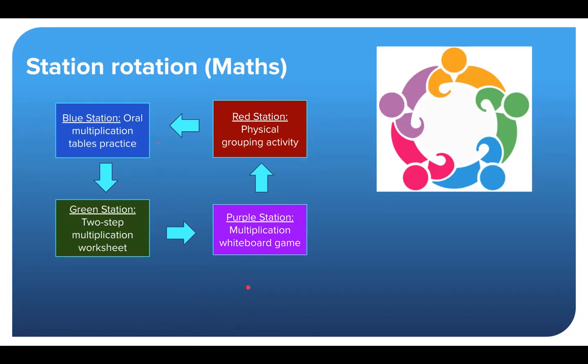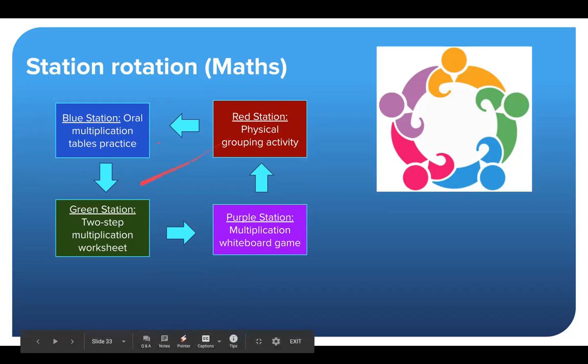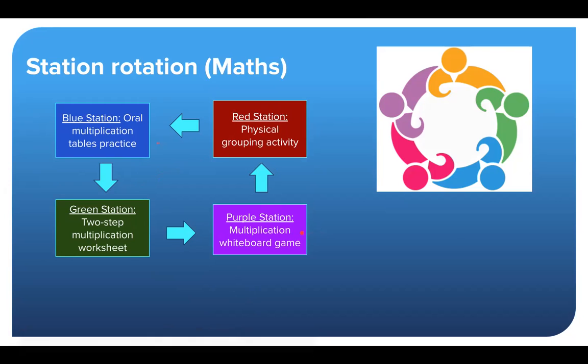So this is an example of station rotation for maths. So again, you can see 4 different stations, color-coded, and the topic here is multiplication. So having station rotation activities allows you to have different ways of learning multiplication at each activity station. So it helps with different learning styles.